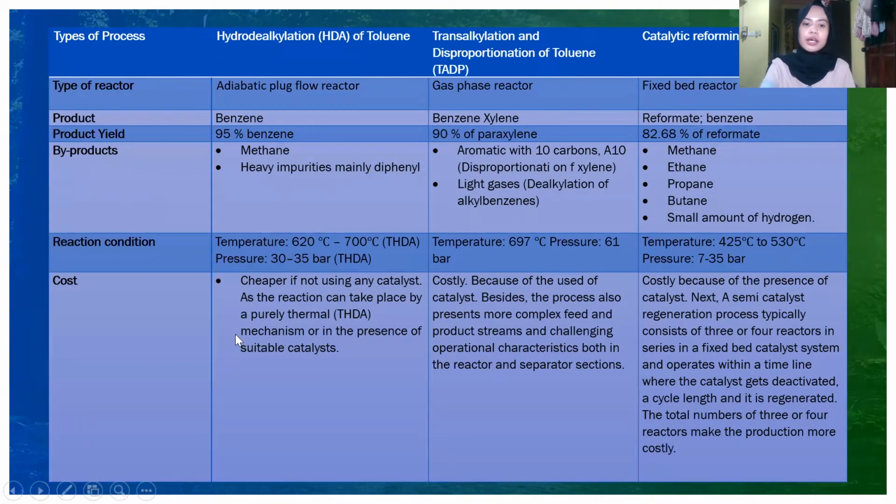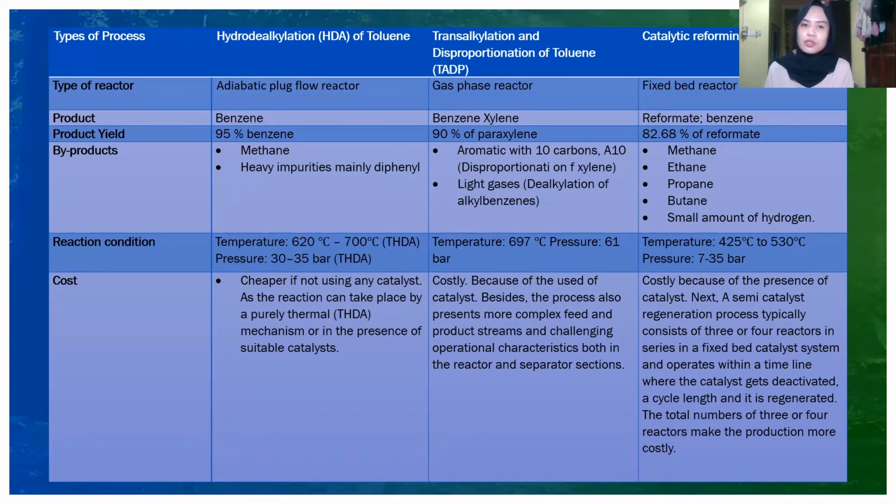Okay, next, the criteria that we focus on are the type of reactor, product yield, byproduct, reaction condition, and cost. The type of reactor is also important for each process, where the HDA needs an adiabatic plug flow reactor, the TADP needs a gas phase reactor, and catalytic reforming needs a fixed bed reactor. The product that will be produced by these processes is of course our product, which is benzene. HDA produces benzene, TADP produces benzene and xylene, and catalytic reforming produces reformate benzene.